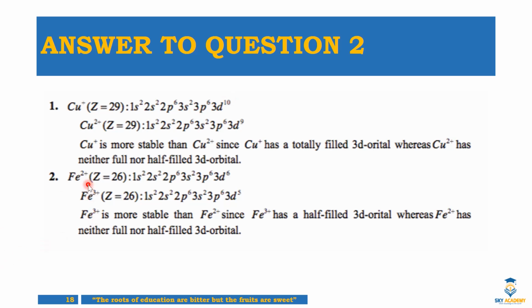And then for iron 2 plus, it has 3d6, while iron 3 plus has 3d5. The one with 3d5 is more stable than the one with 3d6. As you see, it is half filled, which is stable.